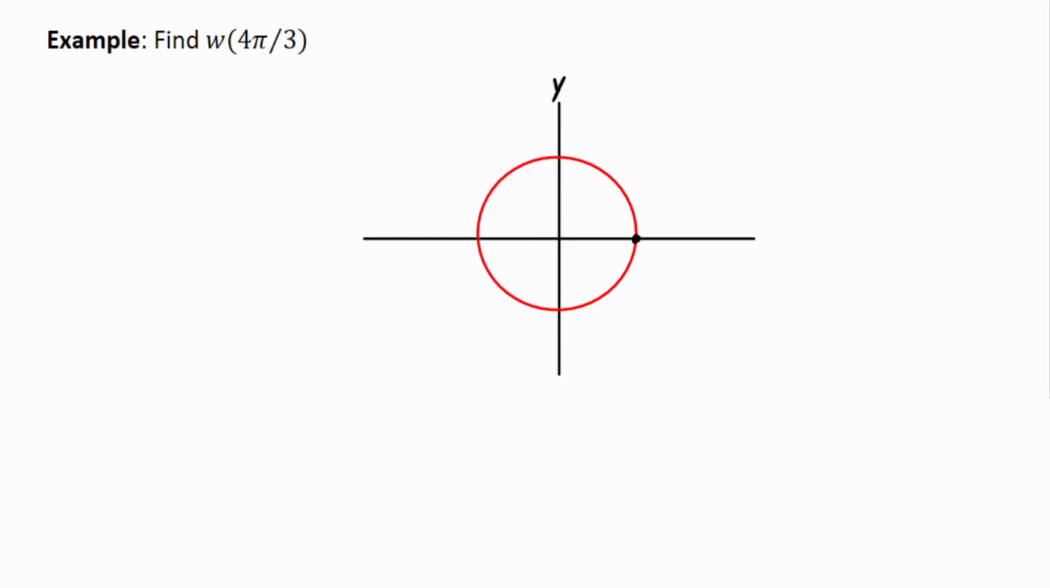So same idea. In this one, we have an input of 4 pi over 3. Find w, the wrapping function, w stands for the wrapping function, of 4 pi over 3. The input is, you can look at it as a real number, 4 pi over 3, or you can look at it as an angle measure, 4 pi over 3.